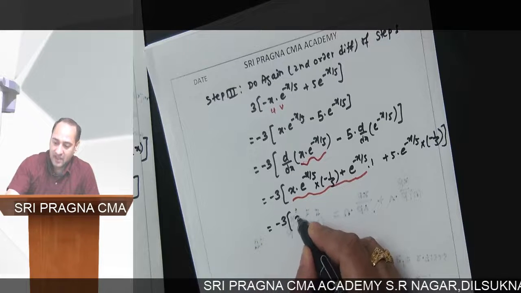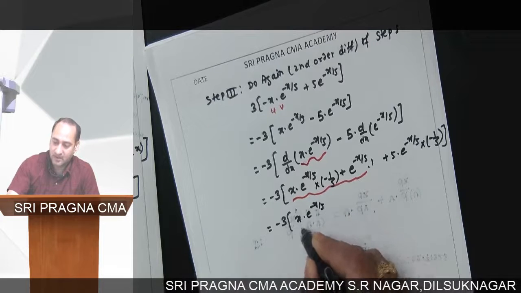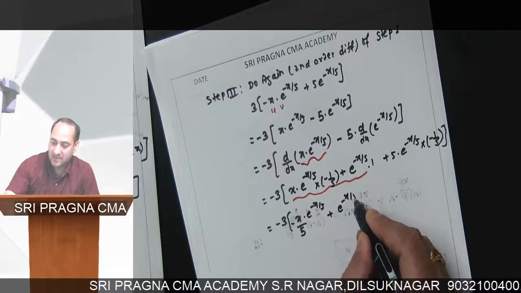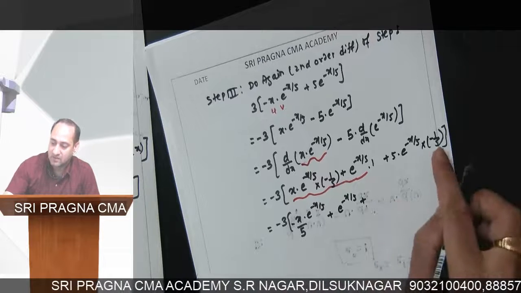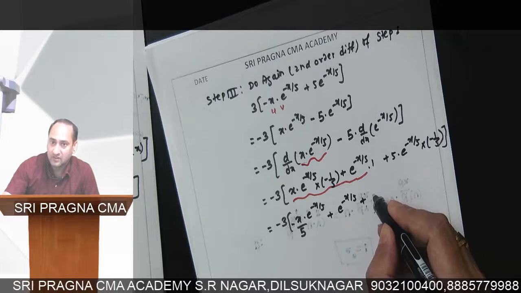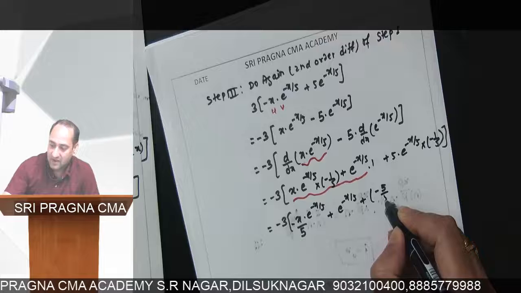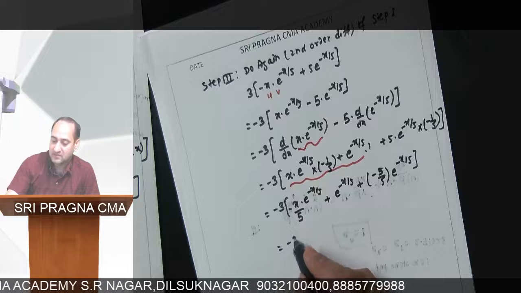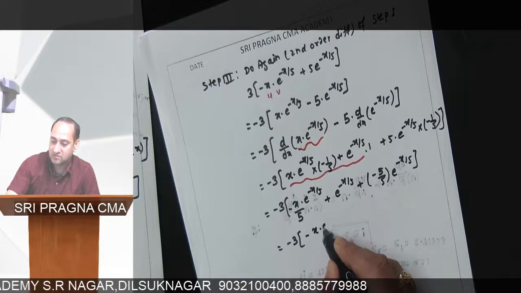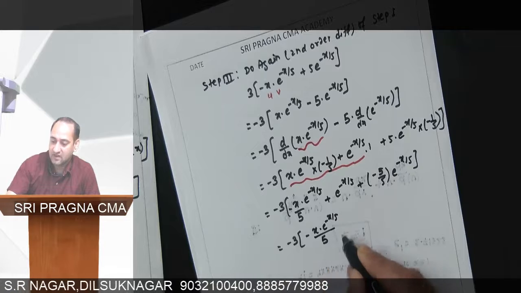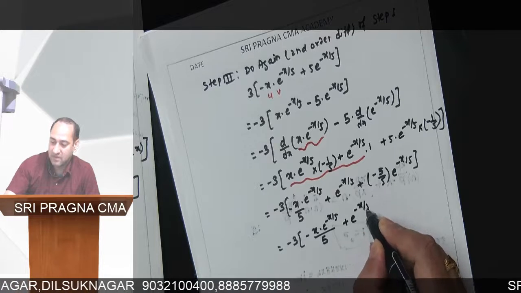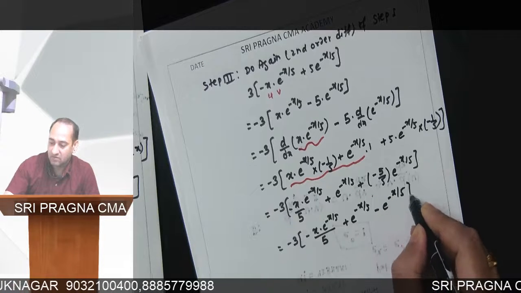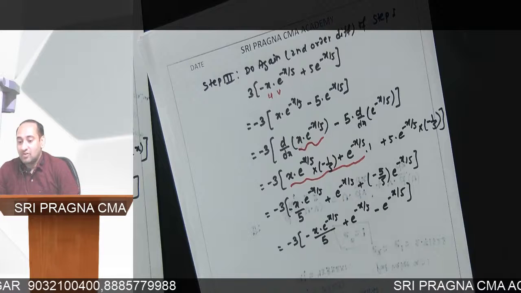Minus 3 x into e to the power minus x by 5. Oh, I am putting minus here, divide by 5. Same way, plus e to the power minus x by 5, plus, any wrong I have done? Okay. Minus 5 divided by 5 e to the power minus x by 5. Okay. So minus 3 common, minus x e to the power minus x by 5 divided by 5 plus e to the power minus x by 5, or this is going to be minus e to the power minus x by 5. Okay. Now what we need to do?